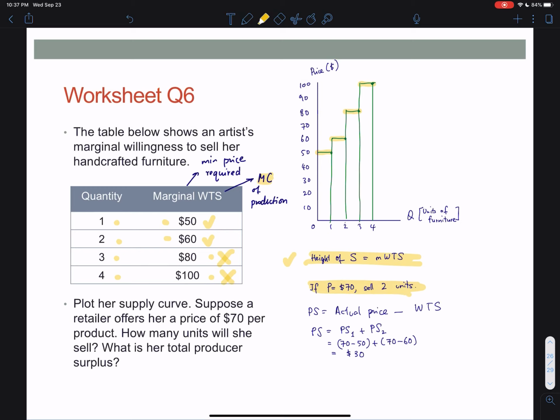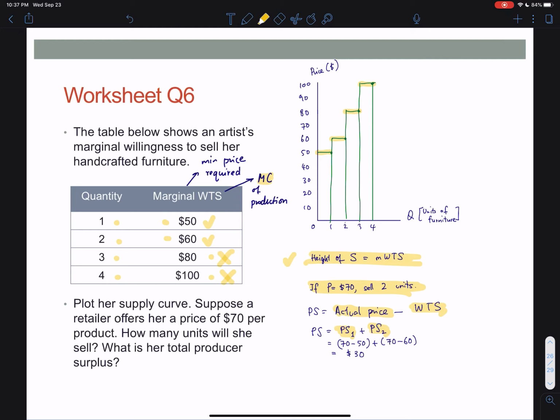What is her producer surplus? Producer surplus is the difference between the actual price received by the producer and the willingness to sell, or the minimum price that's required. So since she sells 2 units, we have to add the producer surplus she receives from the first unit and the producer surplus she receives from the second unit.